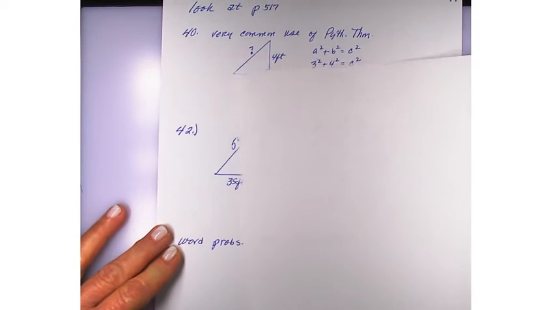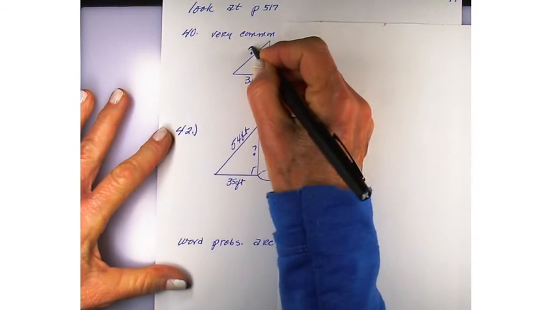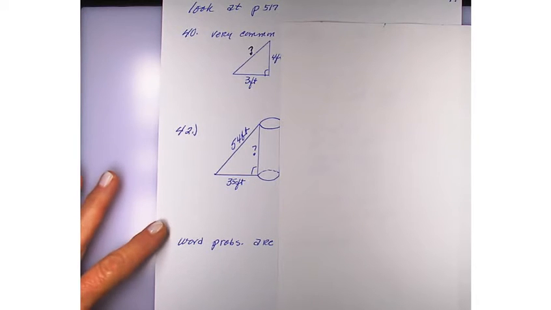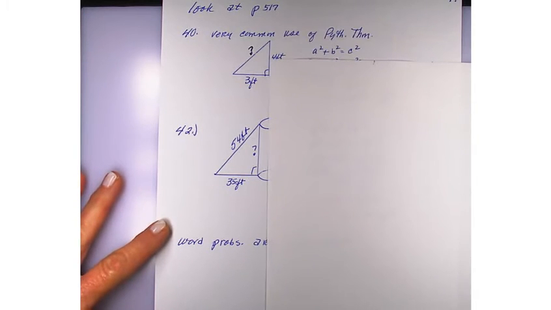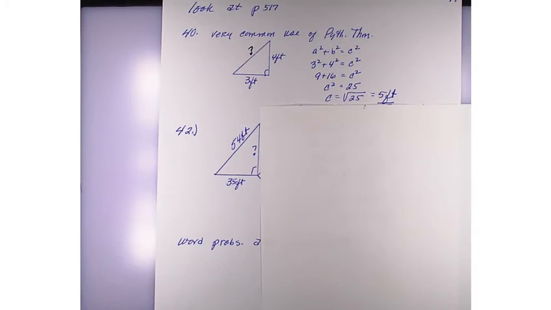So let's look. This is what's given to you in that problem. The question is, find this length. You say, okay, that's easy. That's just a basic Pythagorean theorem. I need the hypotenuse. So I write my formula down. I substitute in. 9 plus 16 is 25. I take the square root, and I get 5 feet.